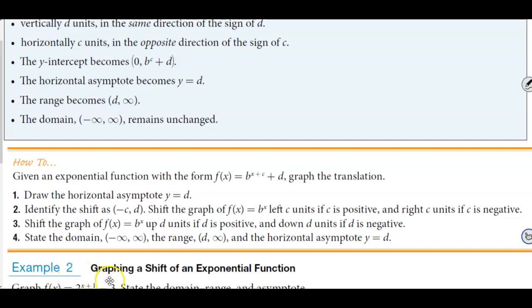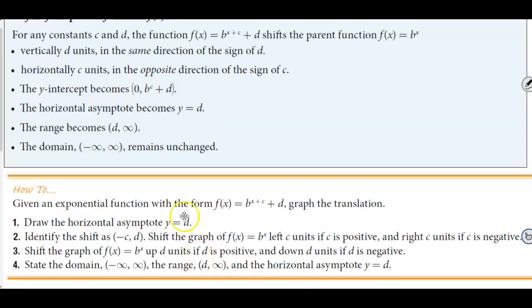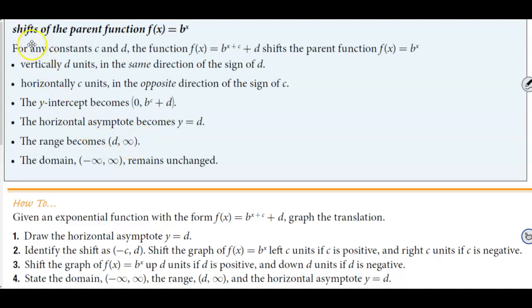In example 2, we want to be able to graph a shift of an exponential function. So shifts of the parent function f of x equals b to the x. For any constants c and d, the function f of x equals b to the power of x plus c, plus d, shifts the parent function f of x equals b to the x. It would vertically shift d units in the same direction as the sign of d, so it's either going to shift up or shift down depending upon that sign for d.